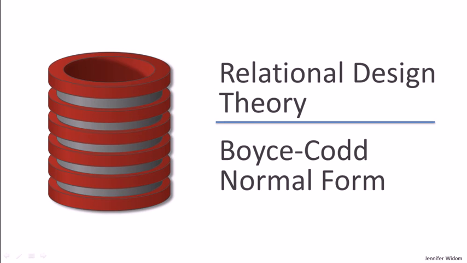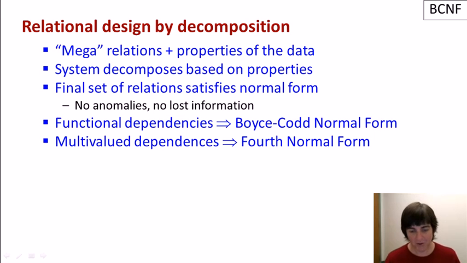Now that we've learned about functional dependencies, let's talk about how they're used to create relations that are in Boyce-Codd normal form. Very quick reminder about relational design by decomposition. The database designer creates mega relations that contain all the information to be captured and specifies properties of the data to be captured. The system uses the properties to decompose the relations into smaller ones, and those final decomposed relations satisfy what's known as a normal form. They don't have anomalies and they don't lose information.